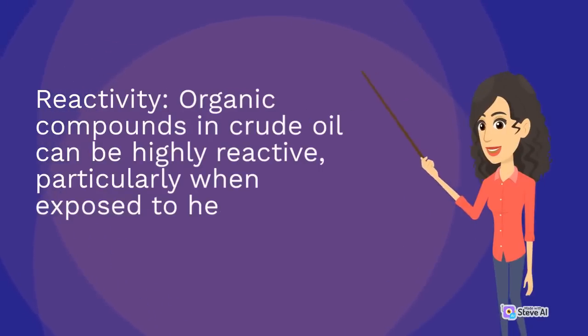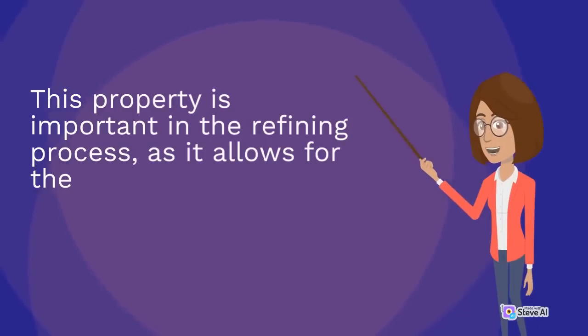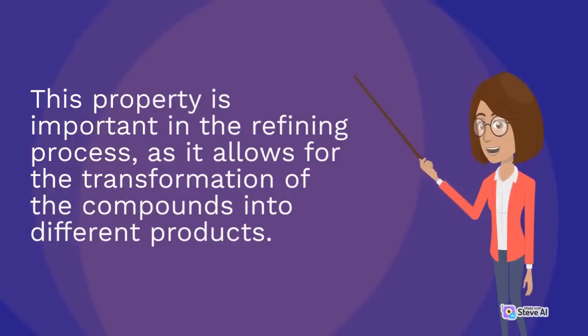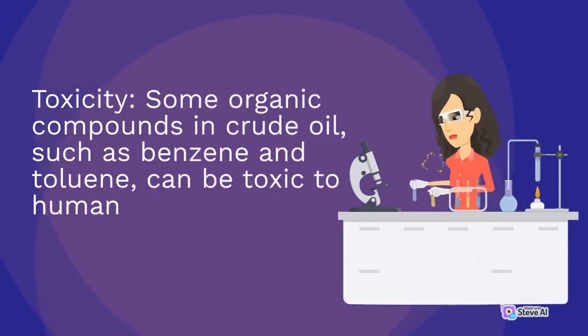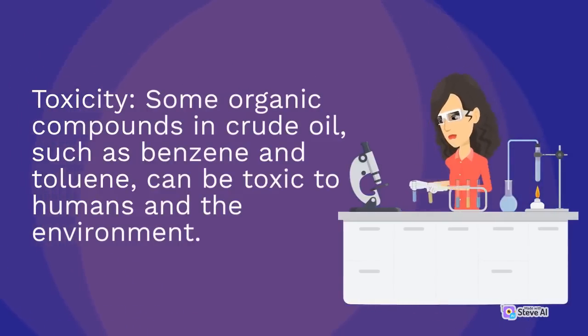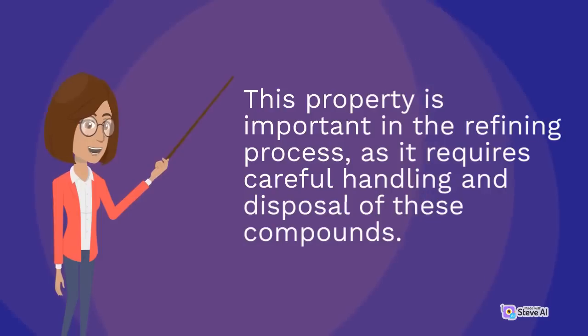Reactivity. Organic compounds in crude oil can be highly reactive, particularly when exposed to heat, pressure, or catalysts. This property is important in the refining process, as it allows for the transformation of the compounds into different products. Toxicity. Some organic compounds in crude oil, such as benzene and toluene, can be toxic to humans and the environment. This property is important in the refining process, as it requires careful handling and disposal of these compounds.